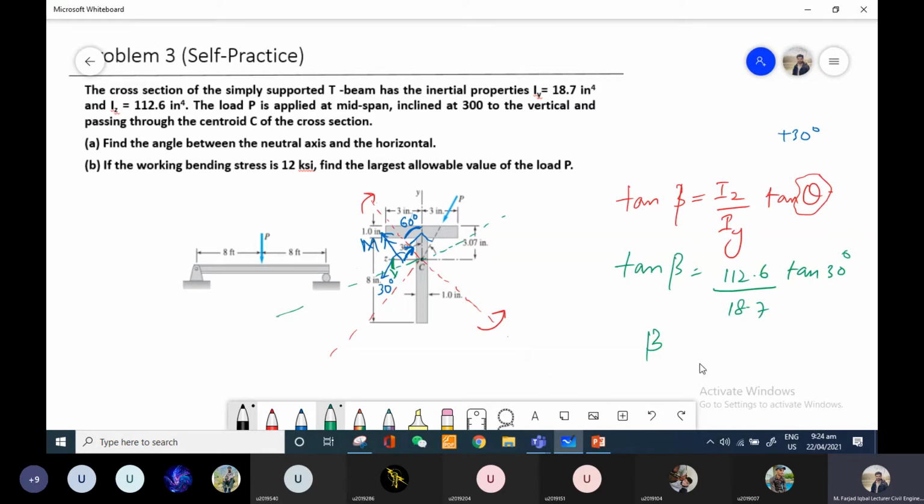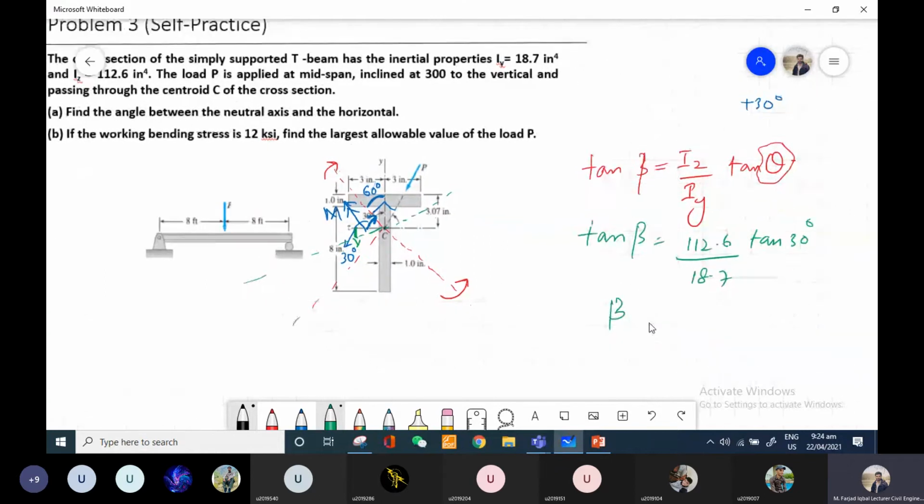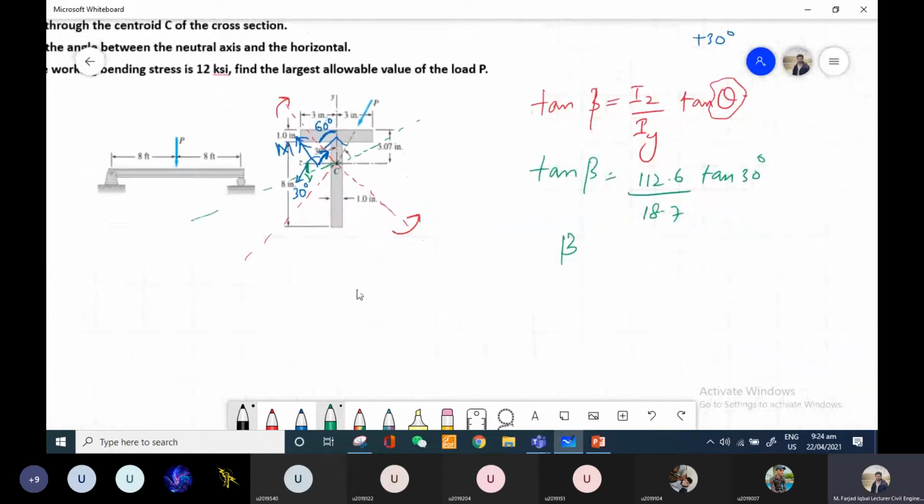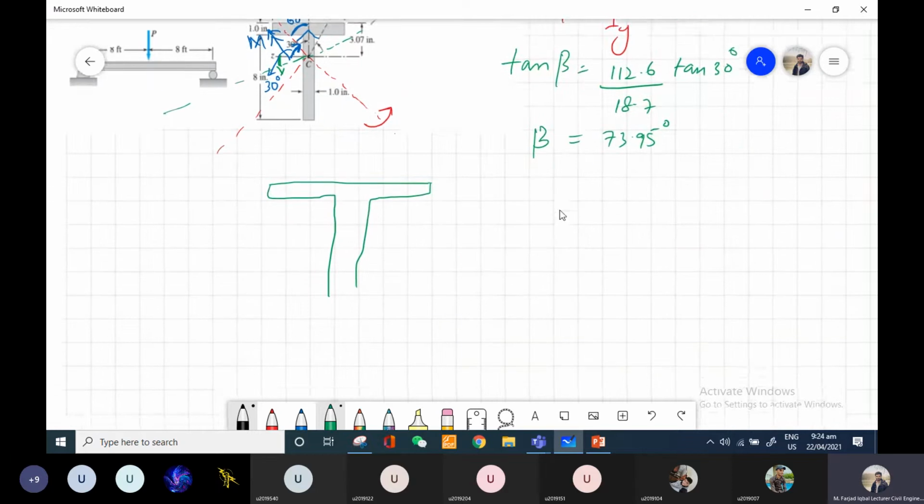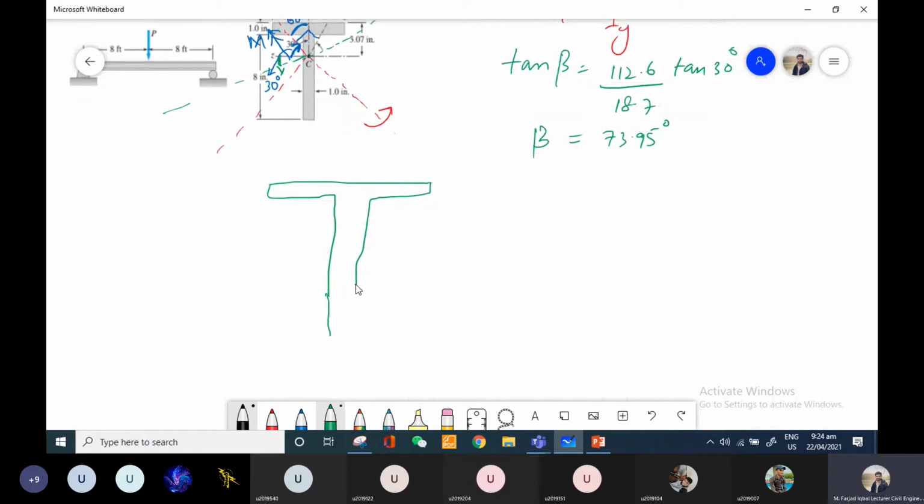Quickly, can you give me the angle? 73.9. So the angle is 73.95 degrees. So if I want to show this angle onto this beam or on this cross section, if these are my principal axis and this is my moment axis.